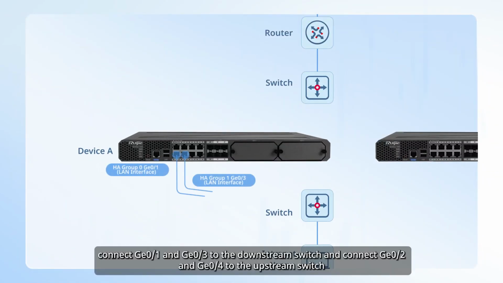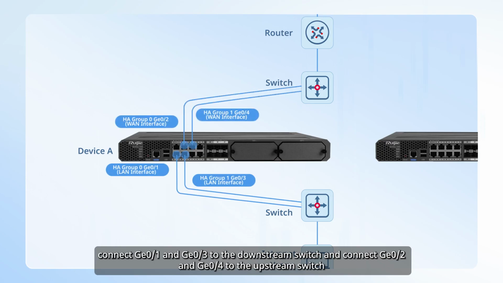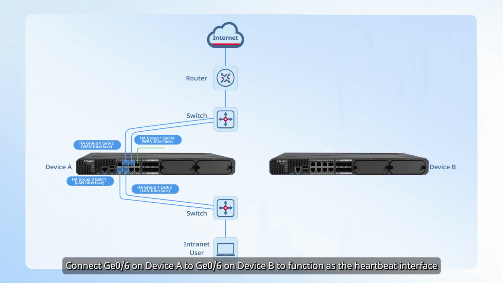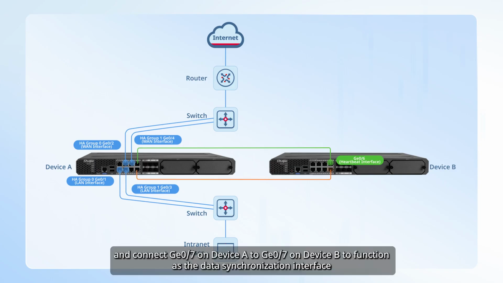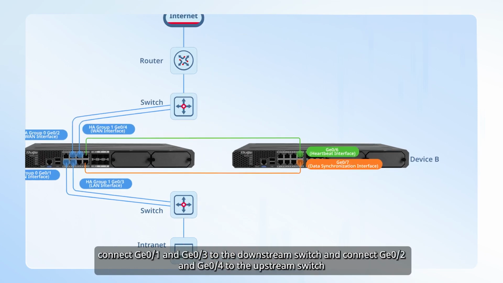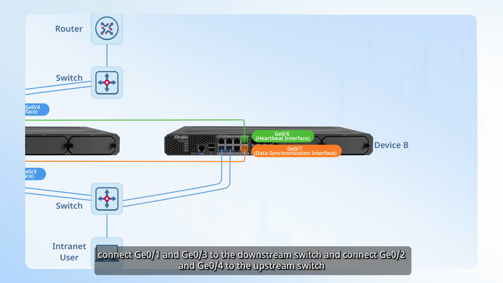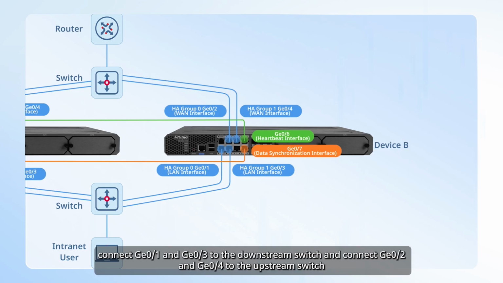On device A, connect GE01 and GE03 to the downstream switch and connect GE02 and GE04 to the upstream switch. Connect GE06 on device A to GE06 on device B to function as the heartbeat interface. Connect GE07 on device A to GE07 on device B to function as the data synchronization interface.